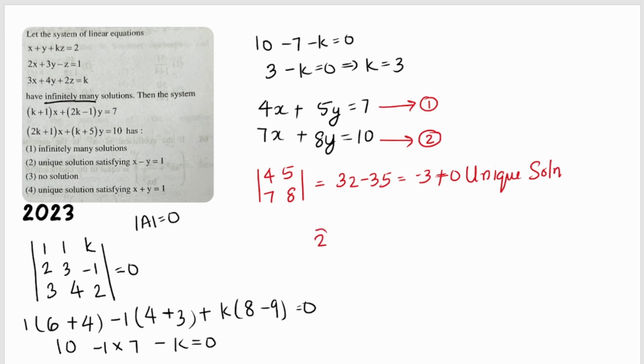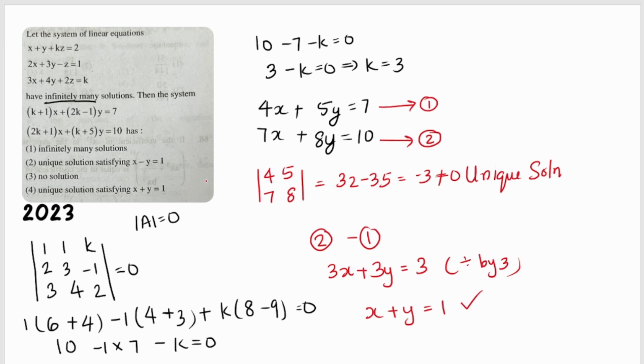When you subtract equation number 2 minus equation number 1, what you're going to get is 7x minus 4x is 3x. 8y minus 5y is plus 3y. 10 minus 7 is 3. When you divide this equation by 3, you will get x plus y equals 1. So this unique solution satisfies this following equation, x plus y equal to 1. So the answer is option number 4. I hope this question is also clear.